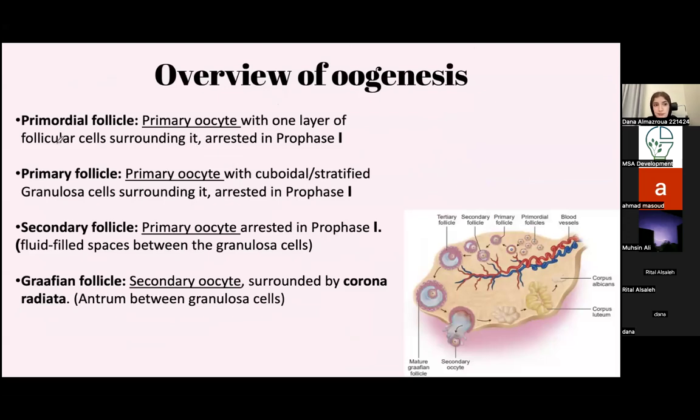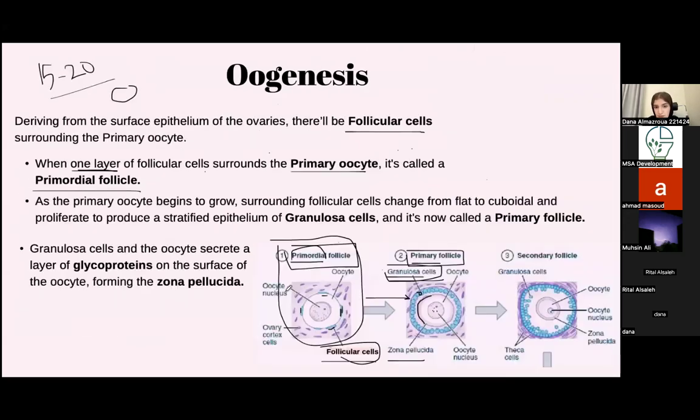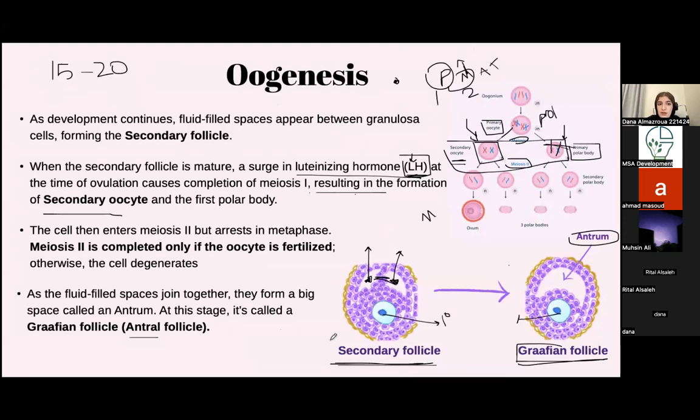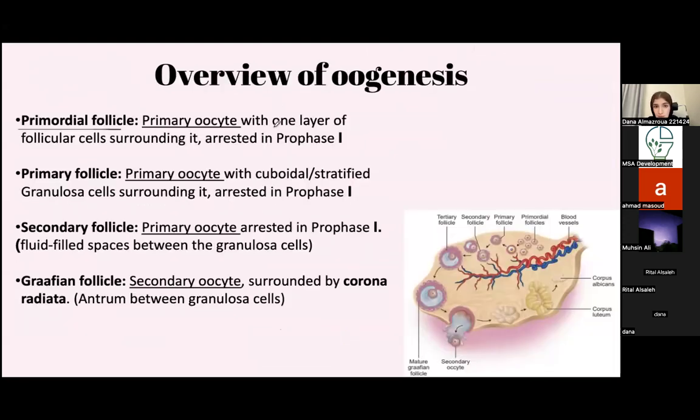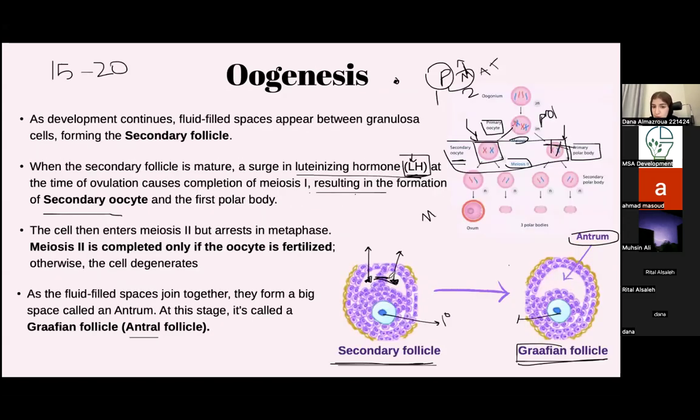Let's go back here. So we said the primordial follicle, which is this one, is a primary oocyte surrounded by one layer of follicular cells, and it's arrested in prophase 1. Then the primary follicle is still a primary oocyte, but now we have cuboidal granulosa cells, and it's still arrested in prophase 1. The secondary follicle is a primary oocyte arrested in prophase 1, but between the granulosa cells, we now have fluid-filled spaces.